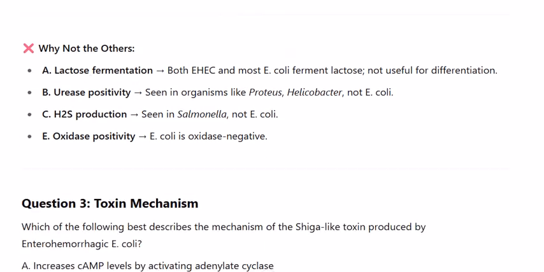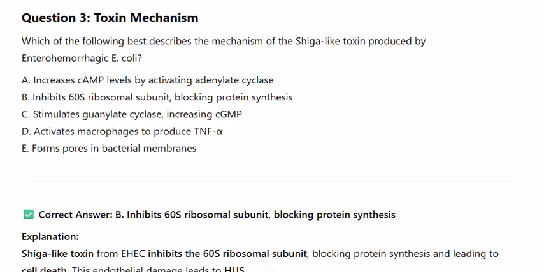Question 3. Toxin mechanism. Which of the following best describes the mechanism of the Shiga-like toxin produced by Enterohemorrhagic E. coli? A. Increases cAMP levels by activating adenylate cyclase. B. Inhibits 60S ribosomal subunit, blocking protein synthesis. C. Stimulates guanylate cyclase, increasing cGMP. D. Activates macrophages to produce TNF-alpha. E. Forms pores in bacterial membranes.